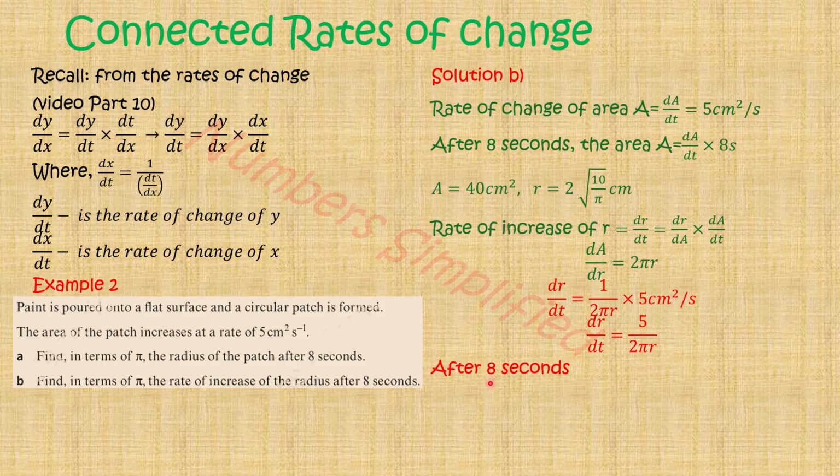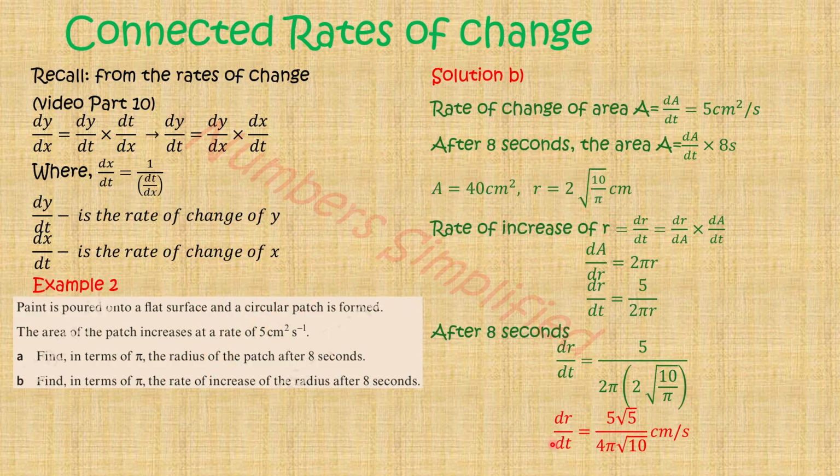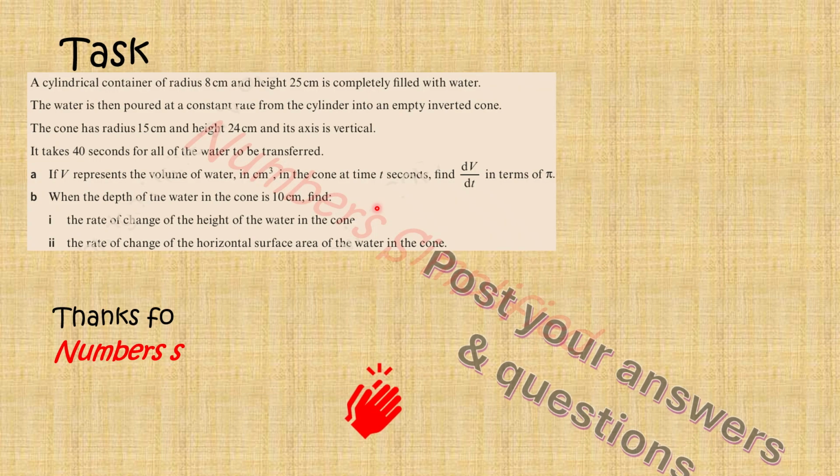So with that, after 8 seconds, we know what the value of r is. This is the solution that we got from part A. Substituting the r that we obtained in part A into this particular r in dr/dt, we are going to have this bit over here. Then of course, we can simplify what we have further. In doing so, we get dr/dt equals 5 times the square root of 5 divided by 4 pi times root 10. So that will be our answer.